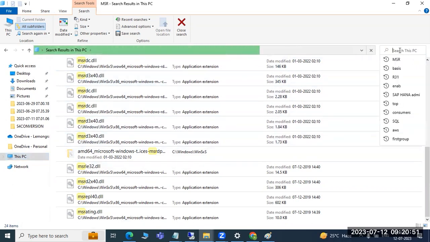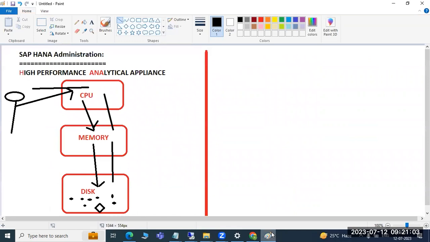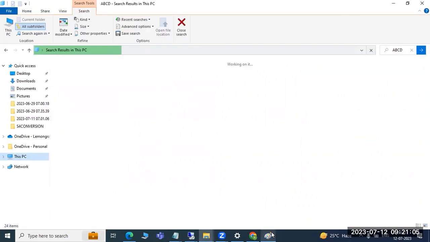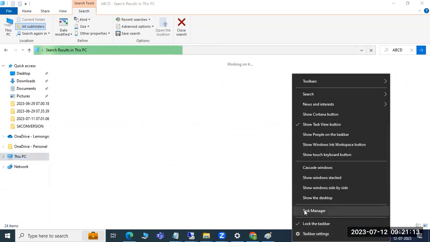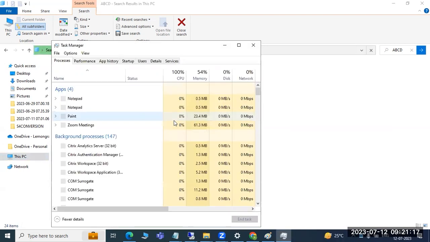Suppose I search for something like ABCD, let's see how fast I will get the data. The request is not in the buffer, so it will go to the CPU, memory, and disk. Disk means my file system, C drive or D drive or E drive. It goes there and searches from there. This is the process flow of the request here.